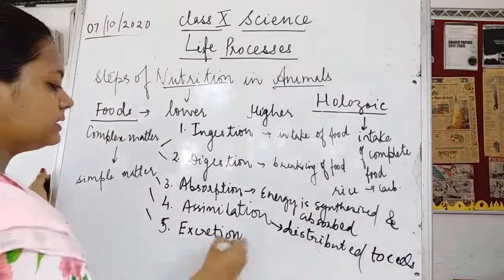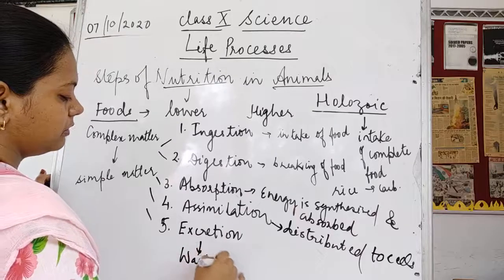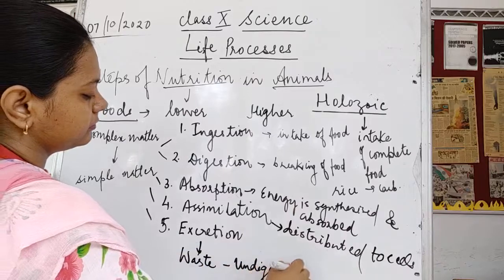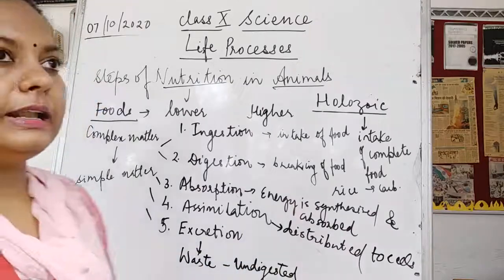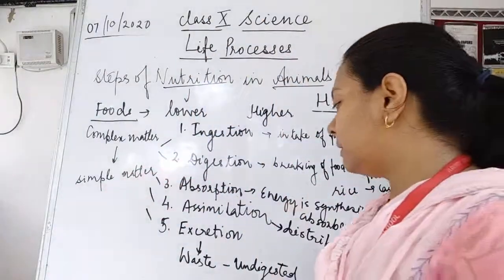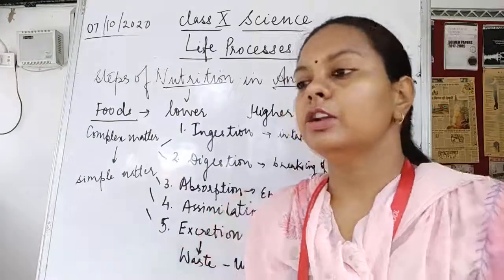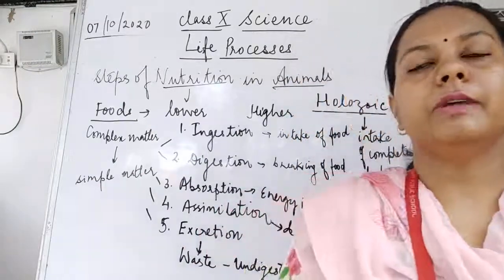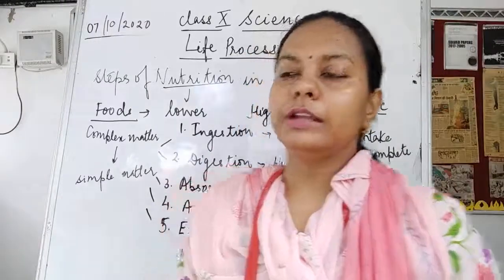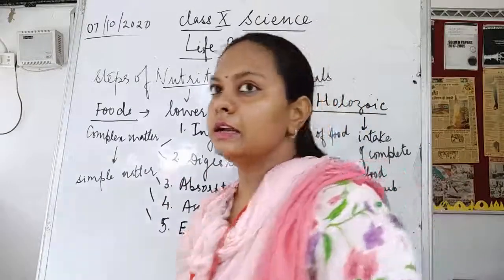Next, whatever is present as waste or which is undigested. So what happens to the undigested food material? The undigested food particles or the waste material present in the body of the organisms get thrown out from the body by various processes. Again, we have a system for this. Okay, so we'll study each of these structures, each of these processes in detail.